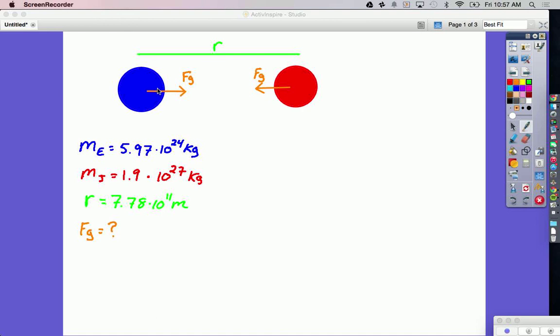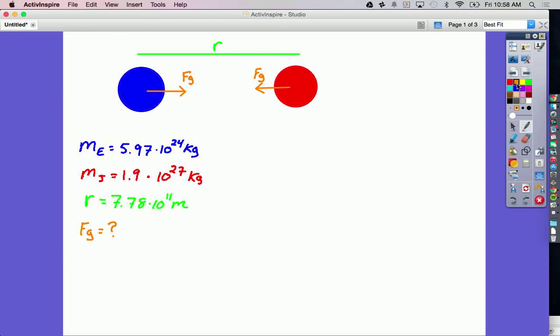exists between the planet Earth and the planet Jupiter. Obviously, this is not drawn to scale because Jupiter is way bigger than the Earth, but that's okay. So gravity is pulling the Earth towards Jupiter, and gravity from the Earth is pulling Jupiter towards the Earth, and the distance between them is given here in green by r. The masses of the planets were given in the problem, as well as the distance between them, and we're just trying to find that force of gravity.